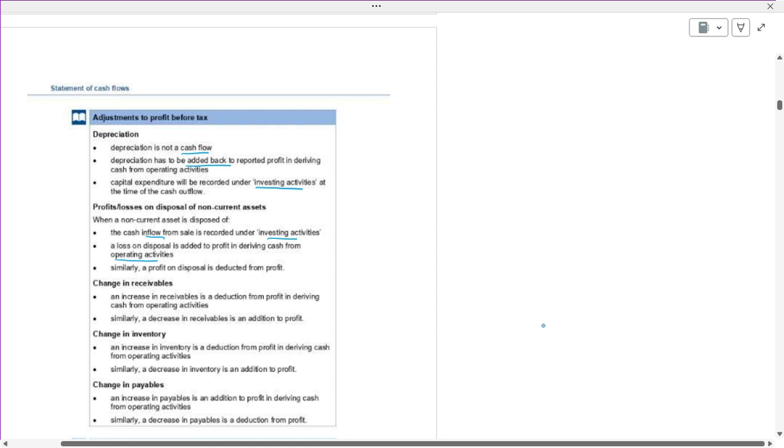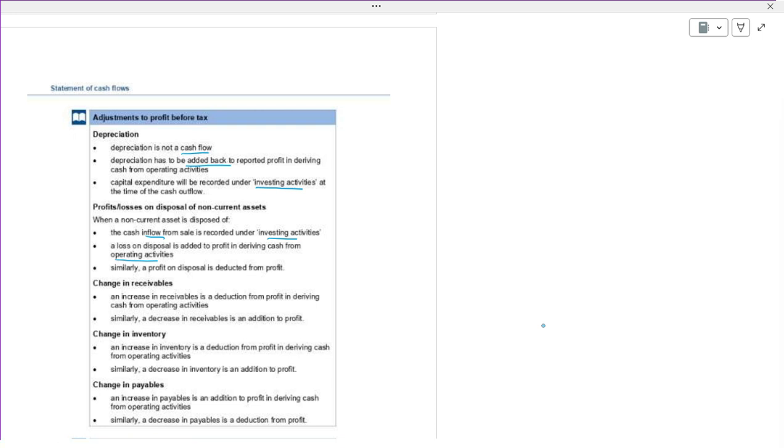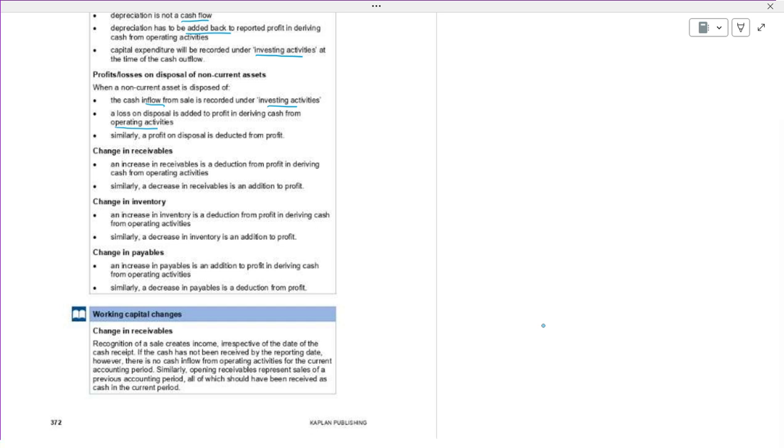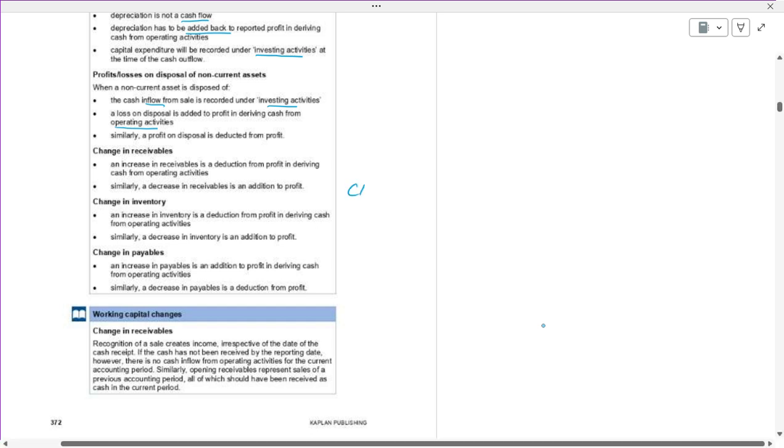Likewise, you have change in receivables, change in inventory and change in payables. It is otherwise called working capital. The same rule applies for current items: if current assets are increasing, cash will decrease. If current assets decrease, cash will increase.